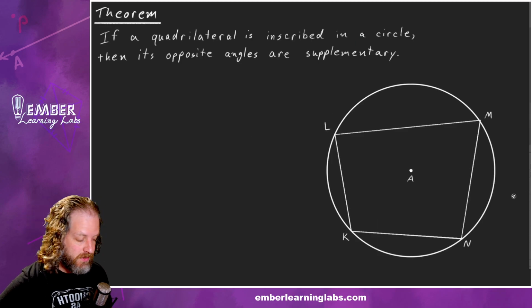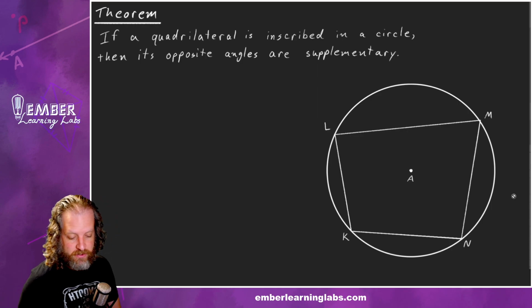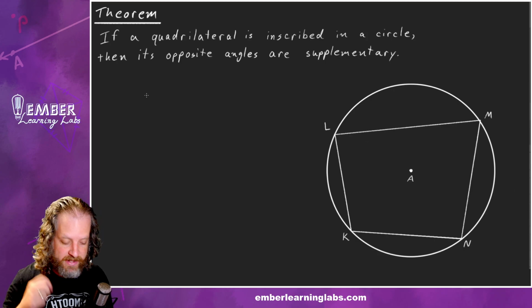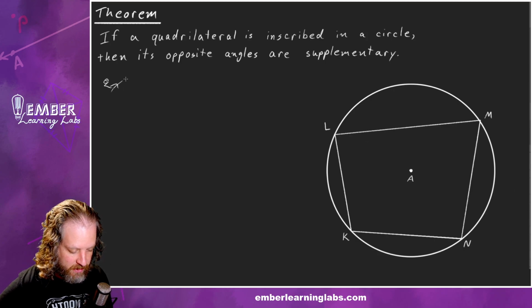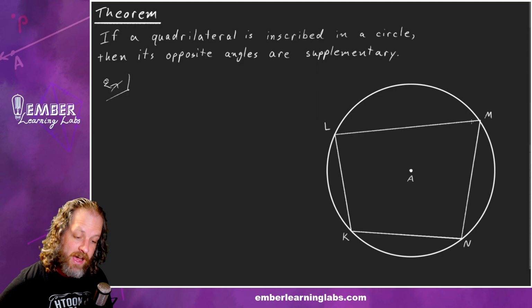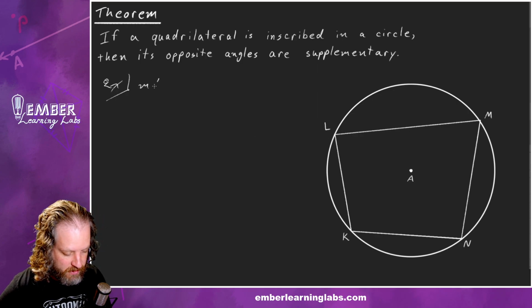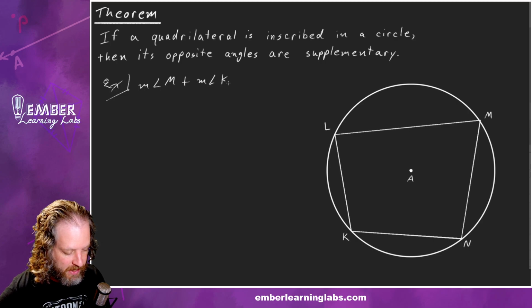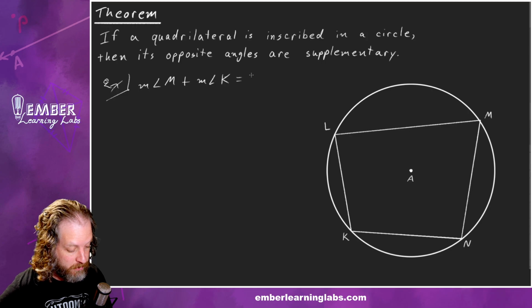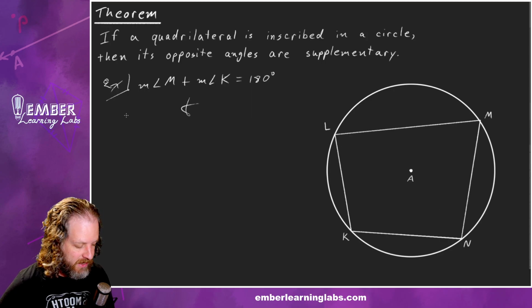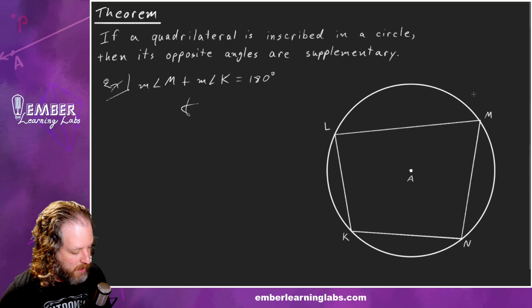If a quadrilateral is inscribed in a circle, then its opposite angles are supplementary. So in this little picture here, what that tells us is that the measure of angle K plus the measure of angle F equals 180. The measure of angle M plus the measure of angle K equals 180, because that's what supplementary means, right? It means that their measures add up to 180. And it would also tell us that L and N are supplementary, because those are opposite angles.